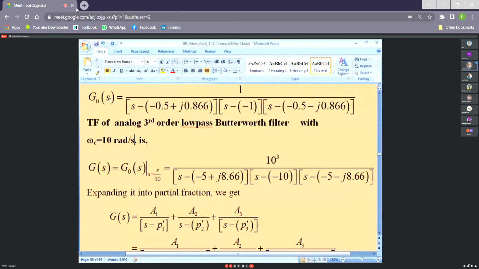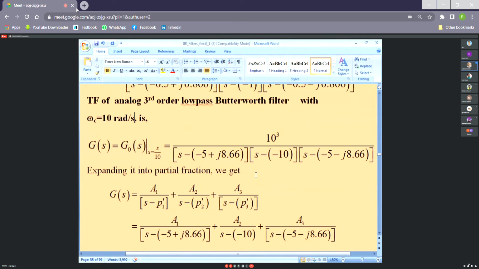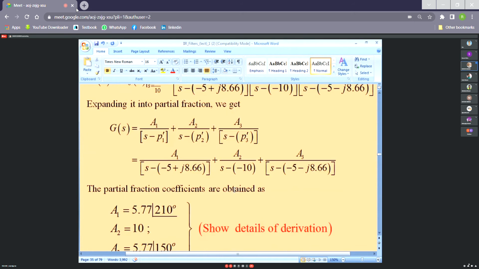Simply in the expression for G0S, you have to substitute S with S by 10. So that is the expression for GS. Recall what we did in the impulse invariant transformation method? We expressed GS in terms of partial fractions, and these coefficients A1, A2, A3 are to be evaluated.